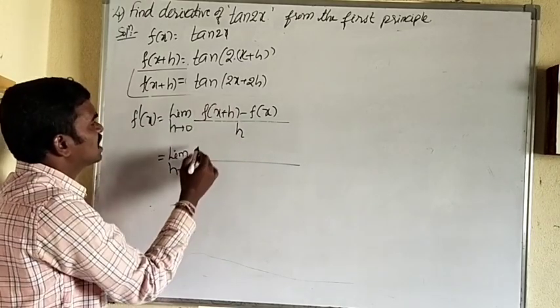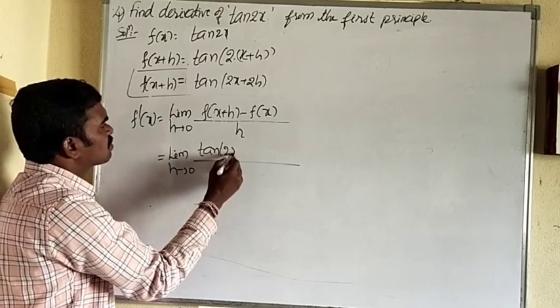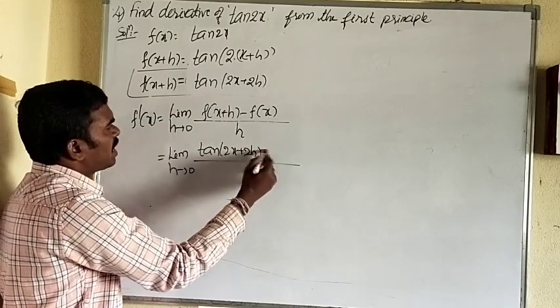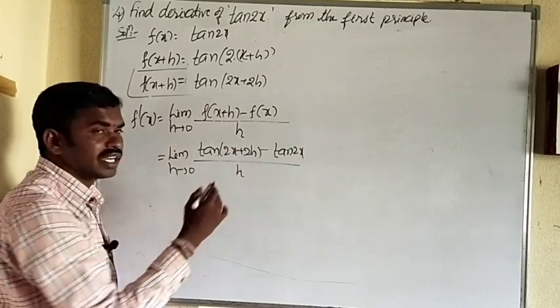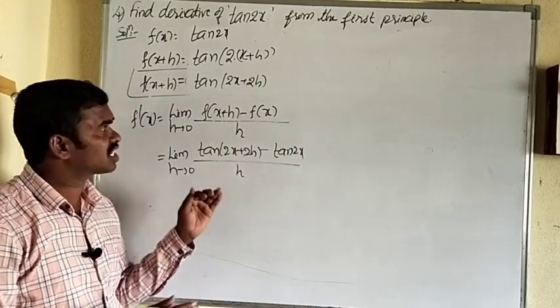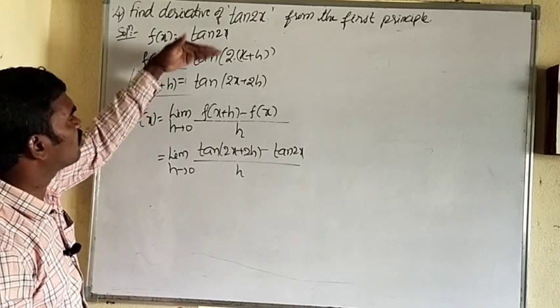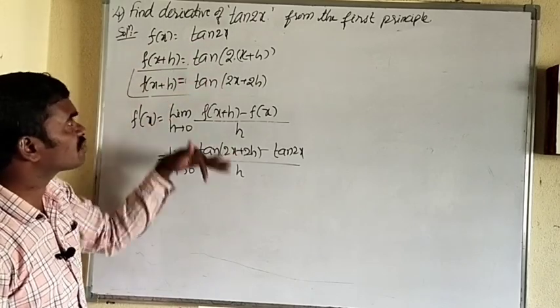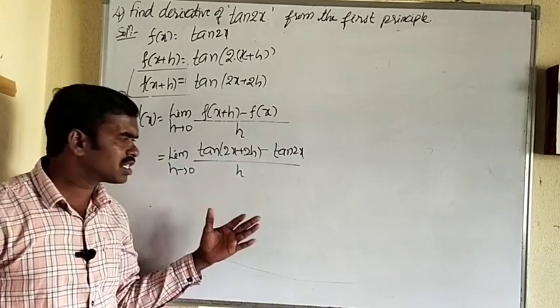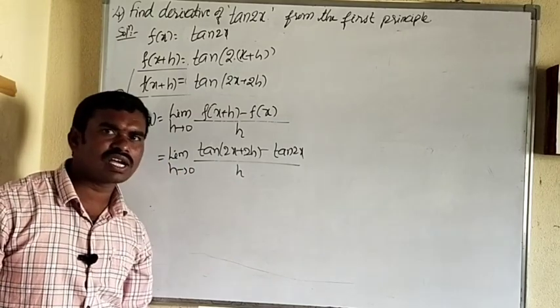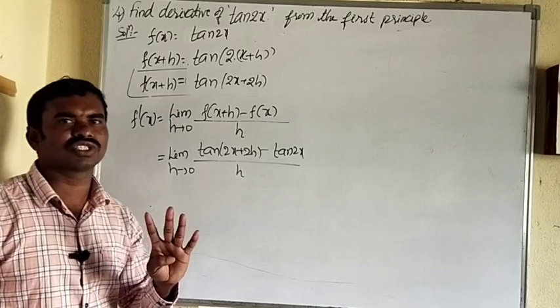What is f of x plus h? Tan of 2x plus 2h. And then minus f of x, tan 2x, by h. Dear friend, this question is very important. That's why we have to write at least the first 4 steps, which we can write easily. For that we can get 2 marks easily. For simplification we get 1 mark, and for writing the answer we get 1 mark. So these are 4 marks questions.